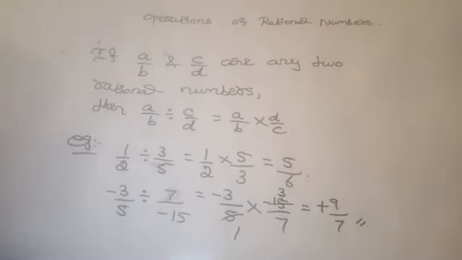So please remember, the commutative property is not satisfied under division of two rational numbers, because A divided by B is not equal to B divided by A. Are you getting there? Yes.